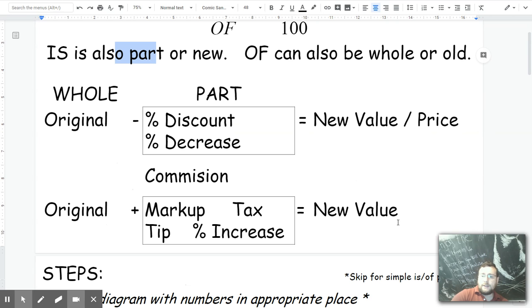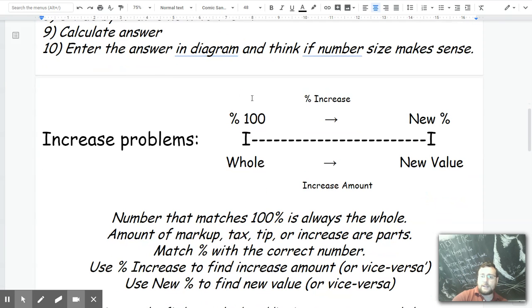I also know that to get my new value, I have to add to my original. So I'm looking at an increase kind of problem. So my diagram is kind of going to look like this when I set up one. I'm going to have the whole set up to the 100, and then the numbers are going to go to the right because I'm going to be increasing the value.